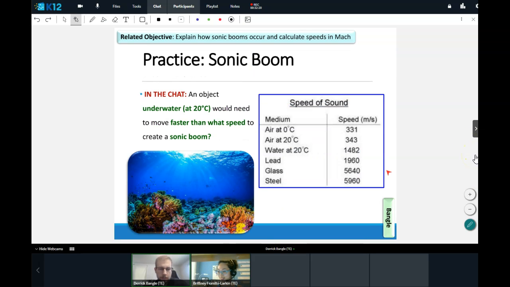At 20 degrees Celsius, that's just standard temperature, what speed will be needed to create a sonic boom? Let's pay attention to this part: underwater at 20 degrees Celsius. So where on this chart do we see water at 20 degrees Celsius, and what speed would it need? Thank you, Angelina. 1,482 meters per second. A lot faster than air, because in water, sound moves faster than in air. That is going to be our answer for number 5 in our notes. Go ahead and mark that in your notes.